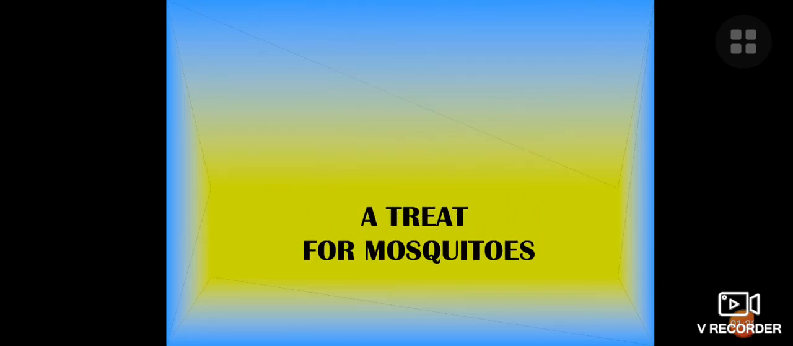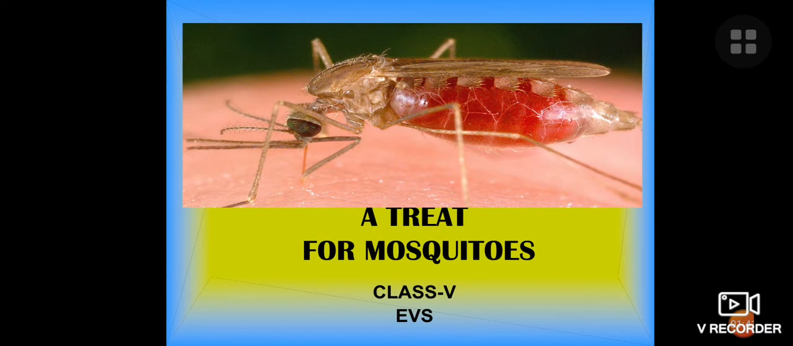So today I am starting with the first chapter of your evaluation 2 exam, and that is this chapter, A Treat for Mosquitoes. Standard 5 EVS. So here is the one about which we are going to study in this chapter. Hope you are able to identify this insect. Yes, it is a mosquito.